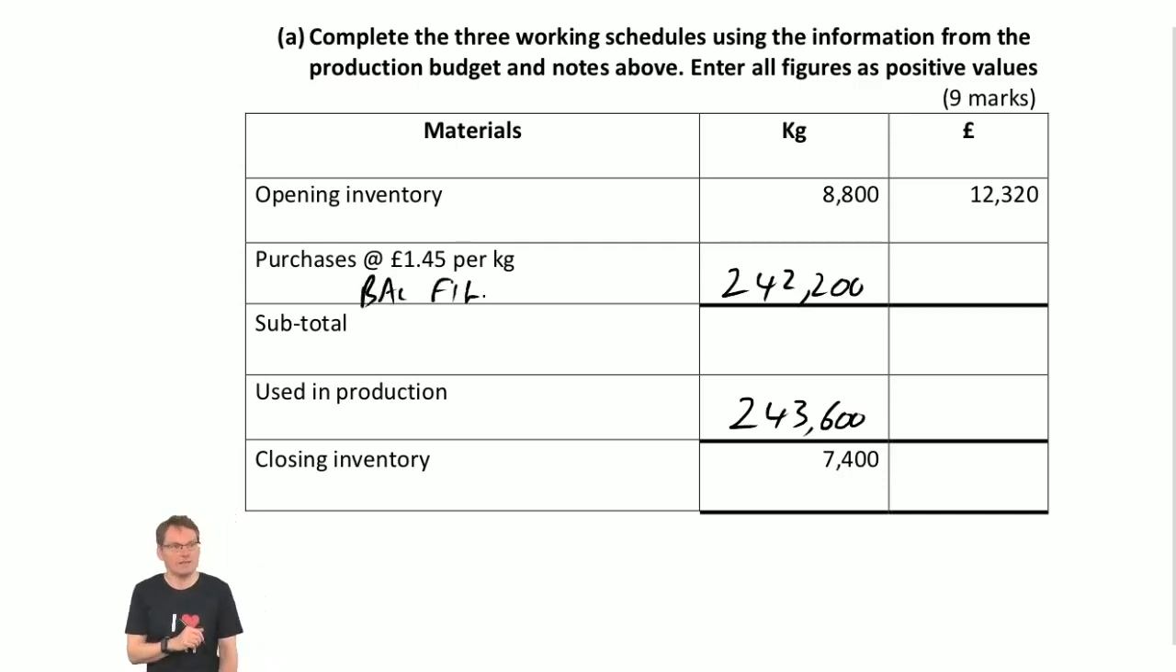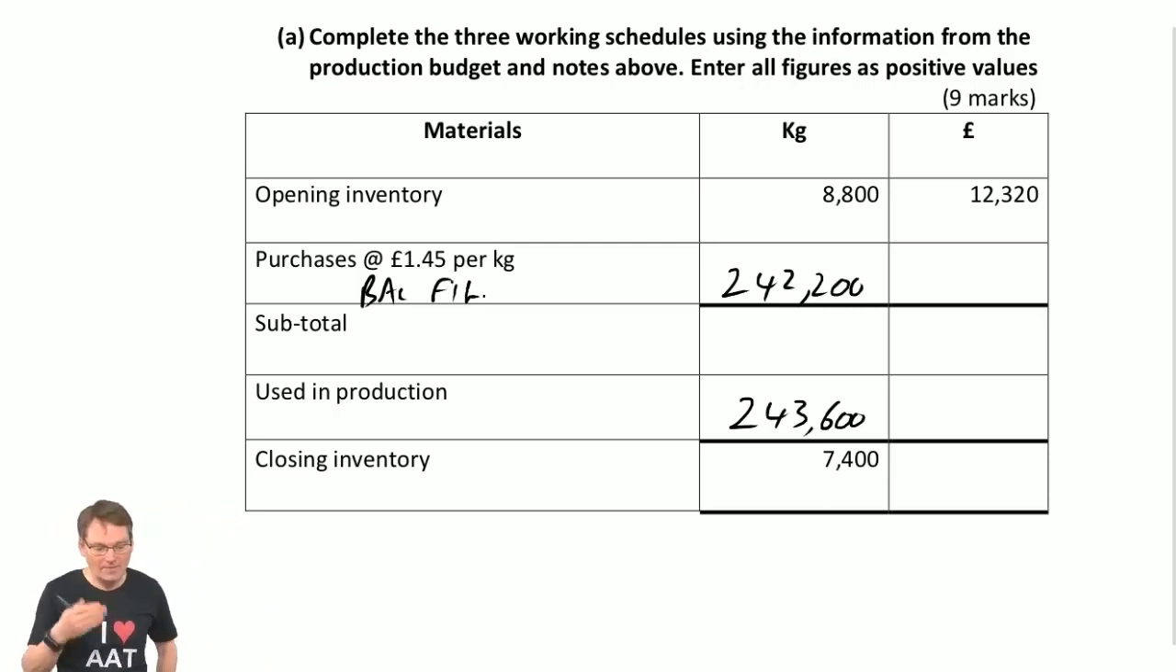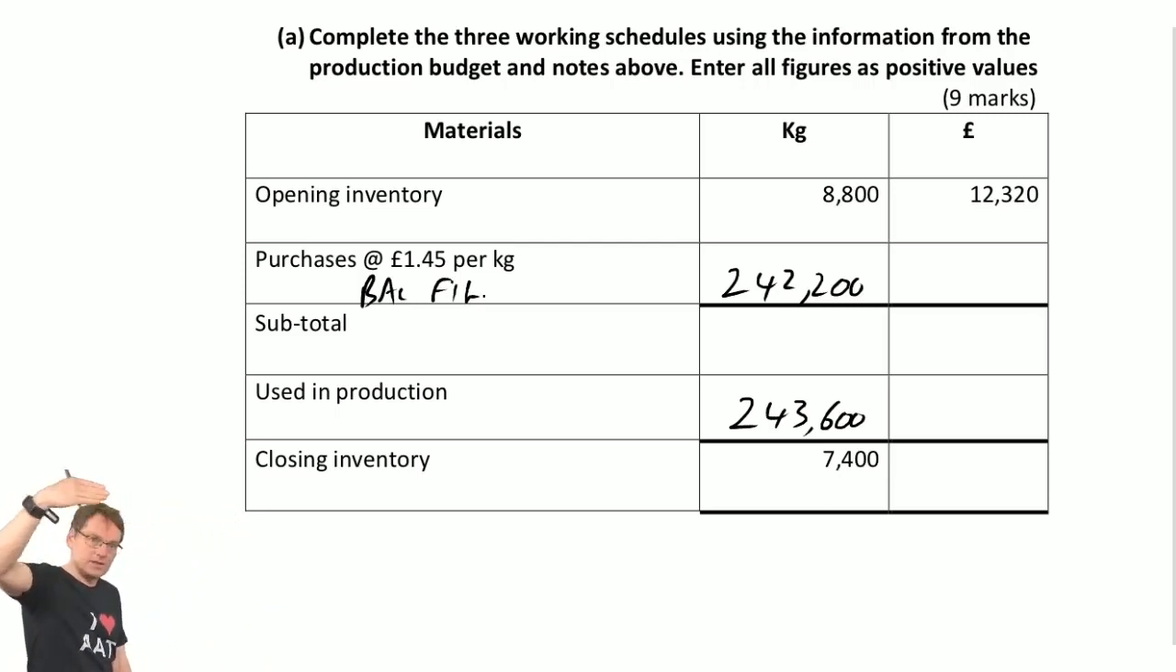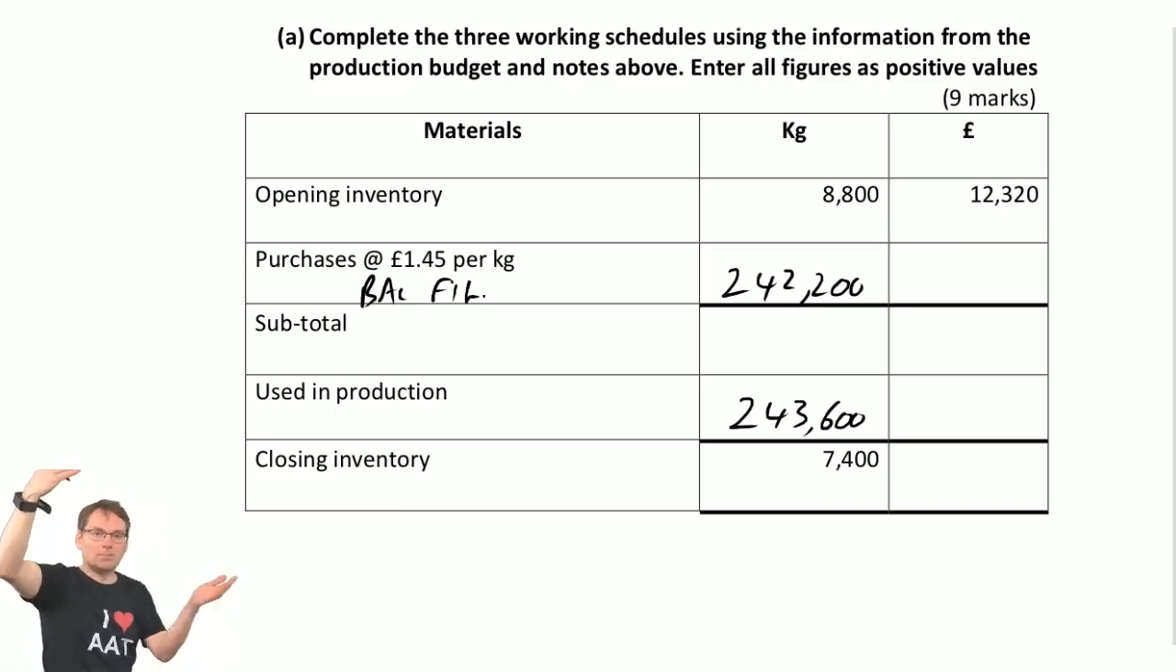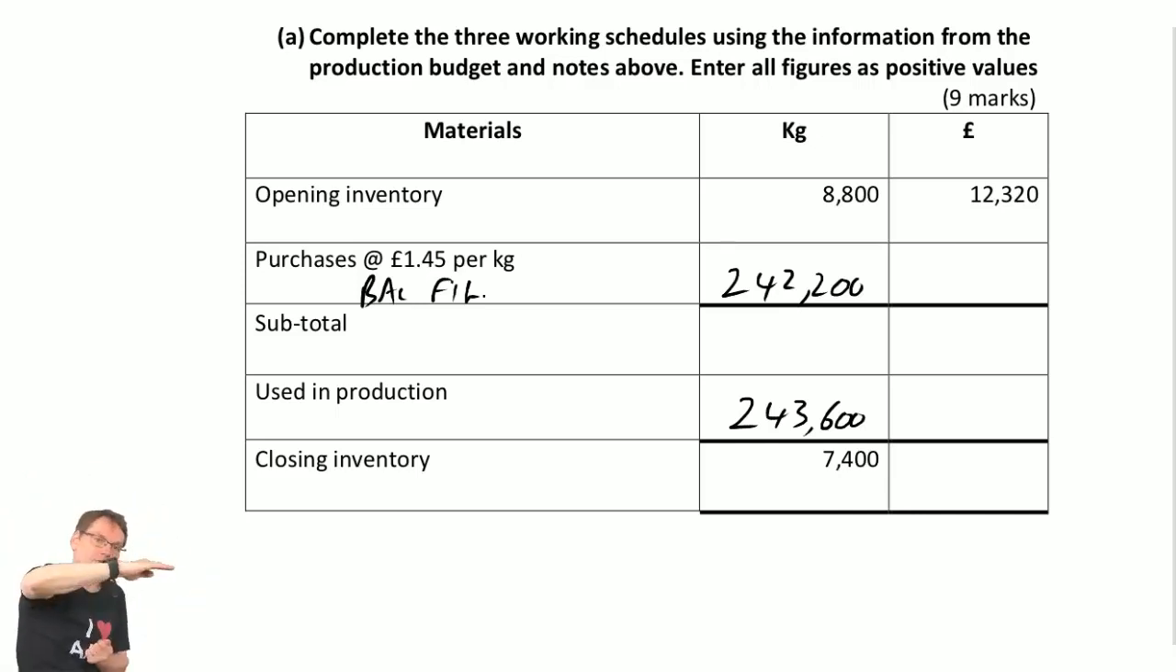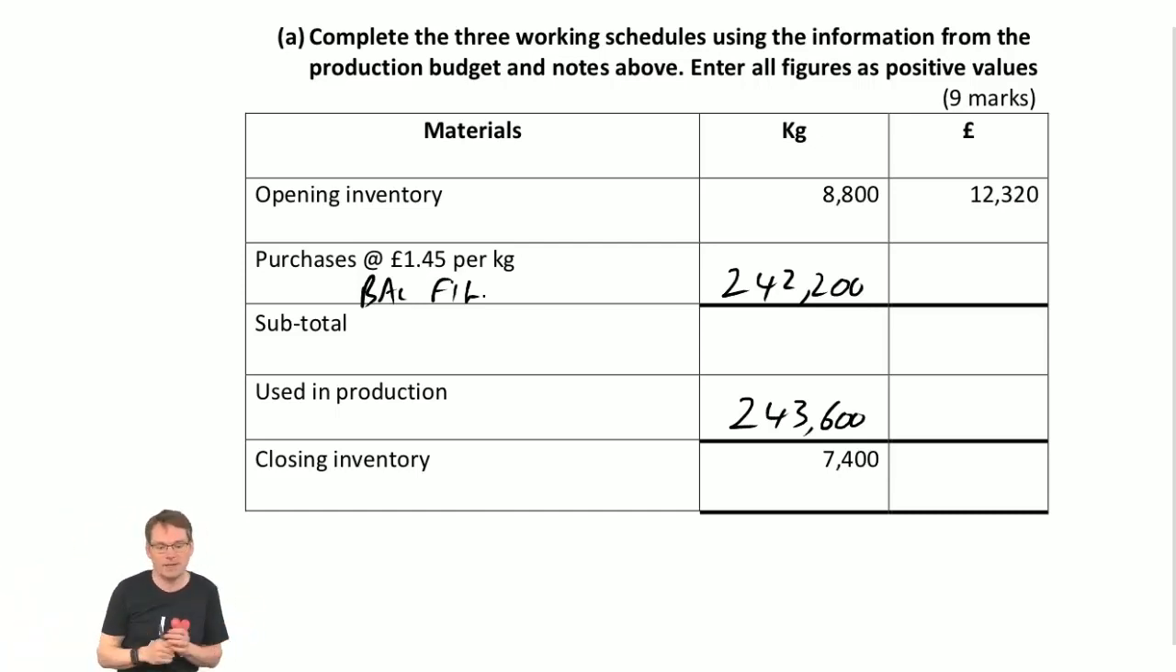BALFIG. So balancing figure, simply to make it add up. And now, what I started with in the warehouse, in inventory, plus what I purchased, is what I've used, plus what I got left. And those two, as I've already said, must add up to the same thing. So, what I would advise is always do the units first. Don't try and get things complicated and try and do the units and the pounds as you go along. Do one thing at a time. It's just easier. I'm a big believer in doing one thing at a time.